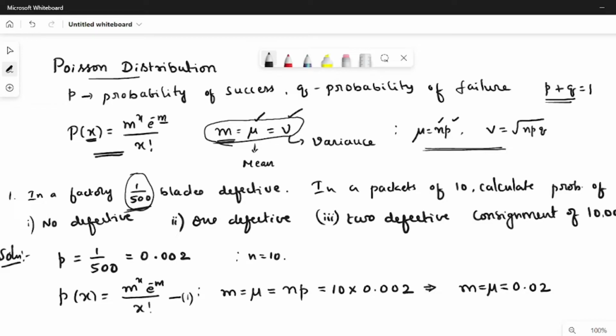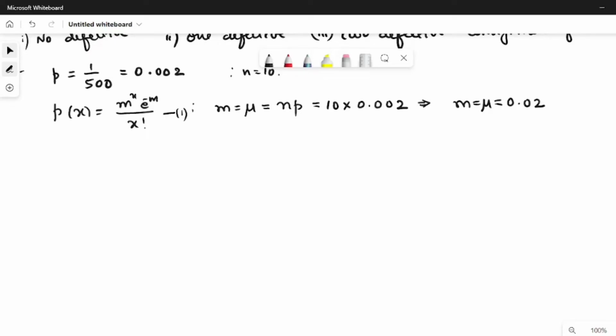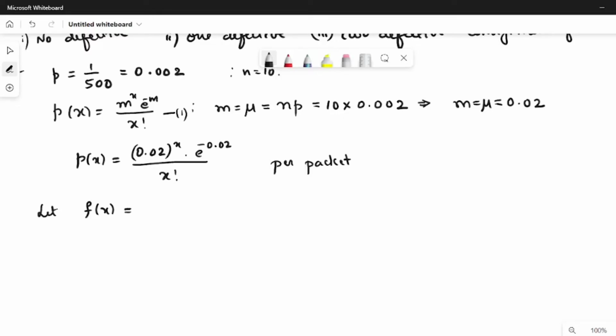Now P(x) will be, m is 0.02, right? So (0.02)^x e^(-0.02) / x!. This is the Poisson distribution per single packet. But we have to compute the probability for a consignment of 10,000 packets, so you can multiply the same result by 10,000, that's all. For convenience, let us take f(x) to be 10,000 times P(x).